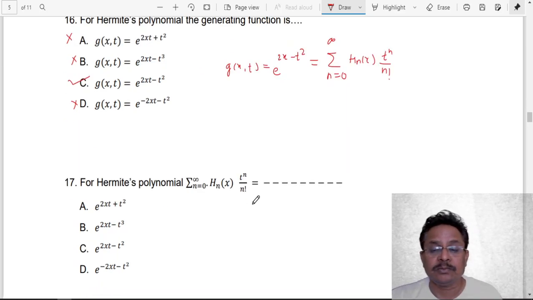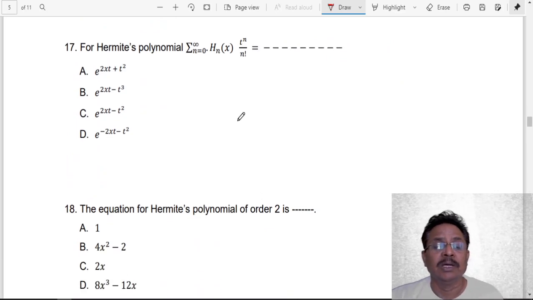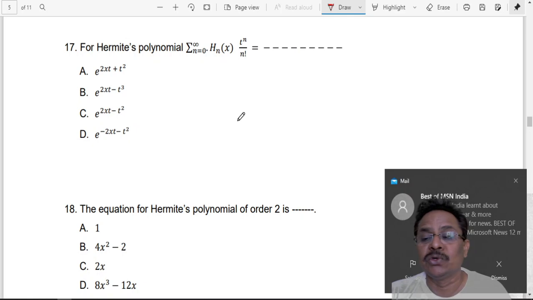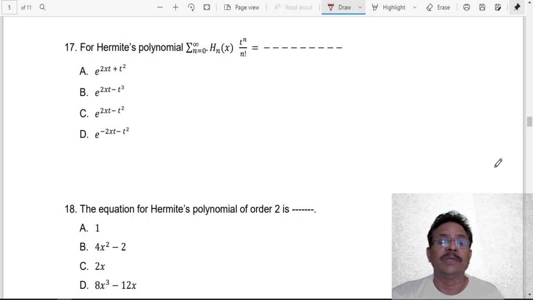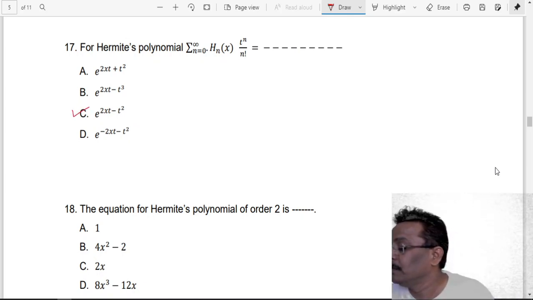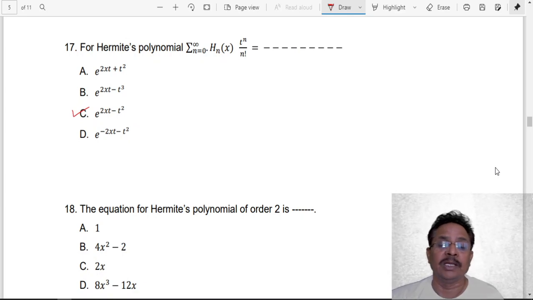So next question, again the same. Question number 17, for the Hermite polynomial, summation over n equal to 0 to infinity Hn of x multiplied by t raised to n upon n factorial. So we have to identify again this generating function, and therefore C is the correct answer of question number 17. That is just a repetition of the earlier question.